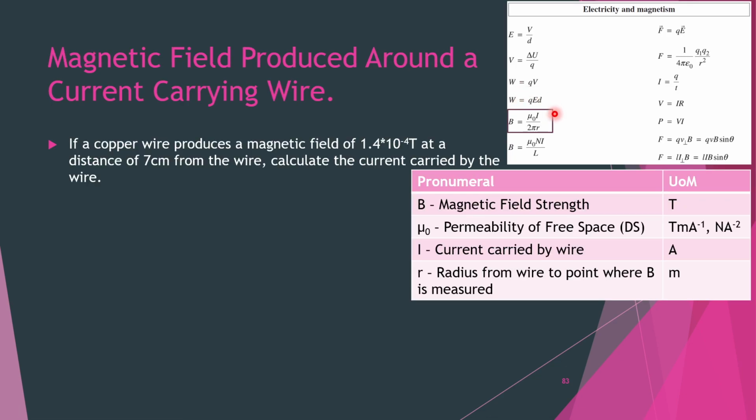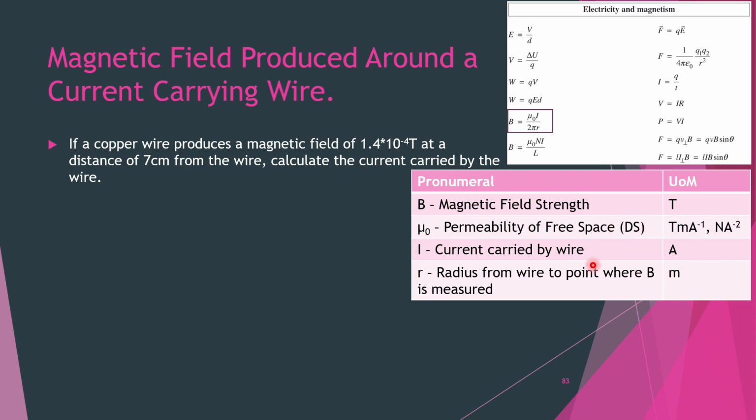So our first formula here, B is equal to mu naught I over 2 pi r, can be used to calculate the magnetic field which is produced around a current carrying wire. So B is a measurement of the field strength in Tesla. Mu, as we said before, is the permeability of free space and is found in your data sheet. But the two other variables, I and r, describe the two variables which impact the magnetic field strength observed when it's produced by a current carrying wire.